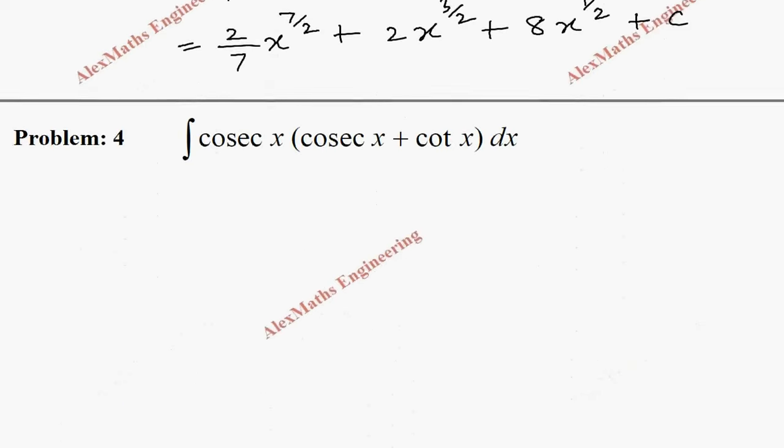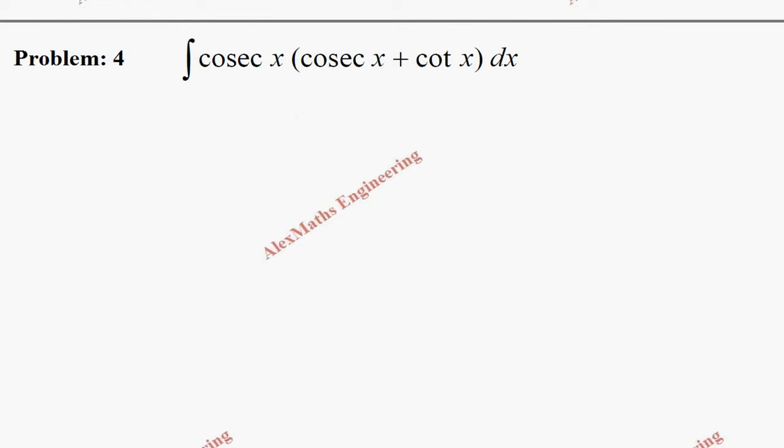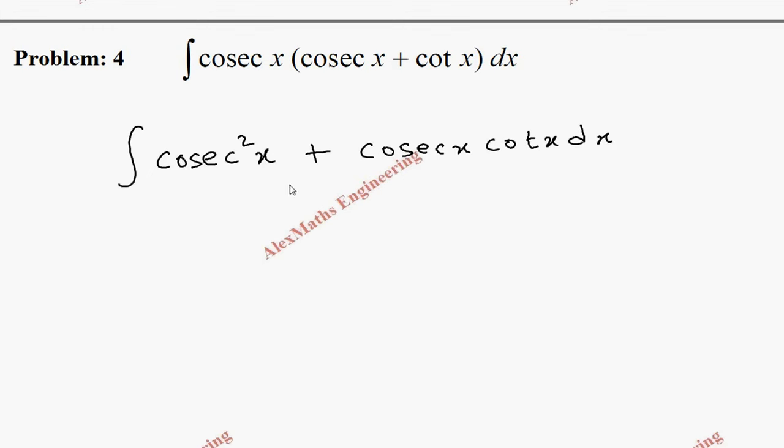Next problem, we have integration of cosecant x into cosecant x plus cot x. Let's multiply this inside. So cosecant x into cosecant x will give cosecant square x plus cosecant x into cot x. We have to write it as a second term. Now applying the formula for each, integration of cosecant square is minus cot x, and integration of cosecant x cot x is minus cosecant x plus c.